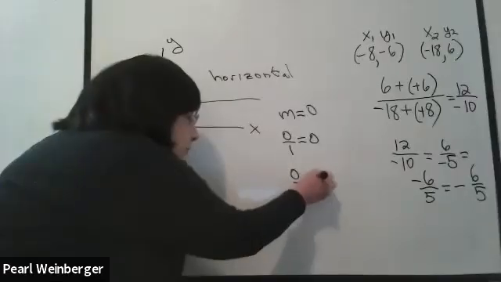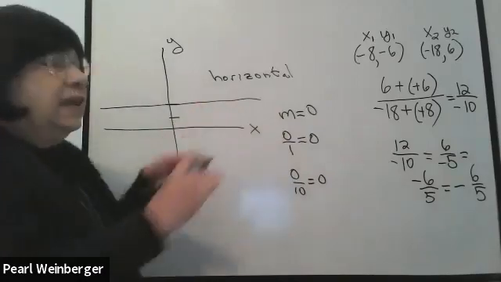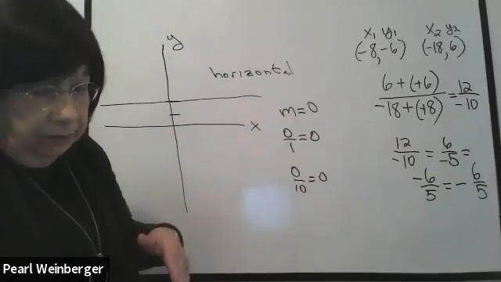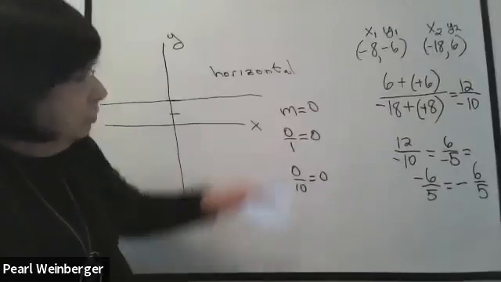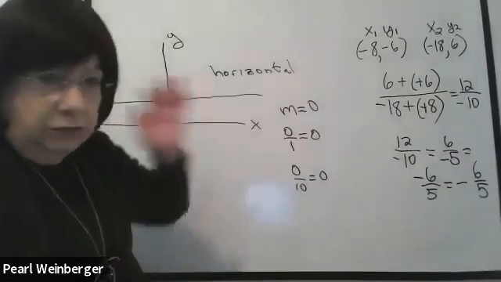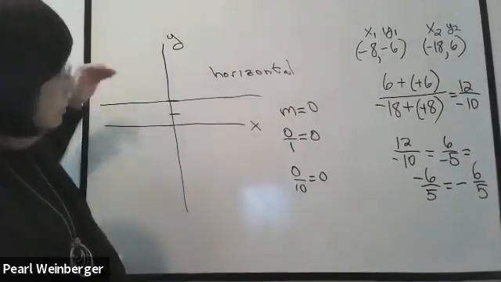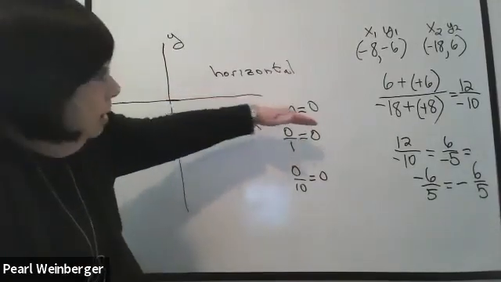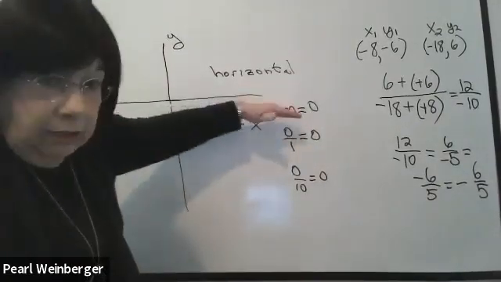At the top, the numerator. Anytime you have a 0 on the top and not a 0 on the bottom, any other number except 0, that comes out to be the number 0. And that's the slope of a horizontal line.